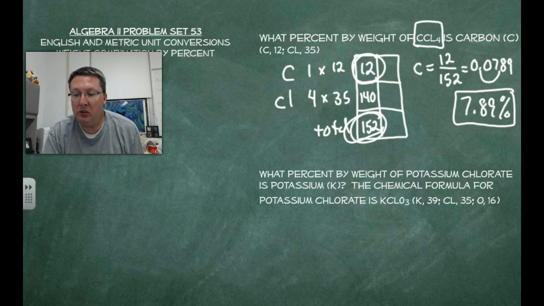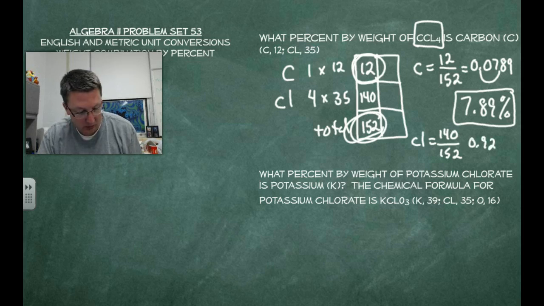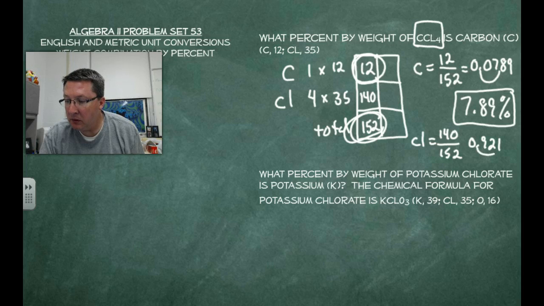All right, we could do the same for the chlorine, just to check to make sure we did it right. It's 142 grams out of 152. When you divide that, you get 0.921. Turn that into a percent by moving the decimal over 2 places. That's 92.1%.